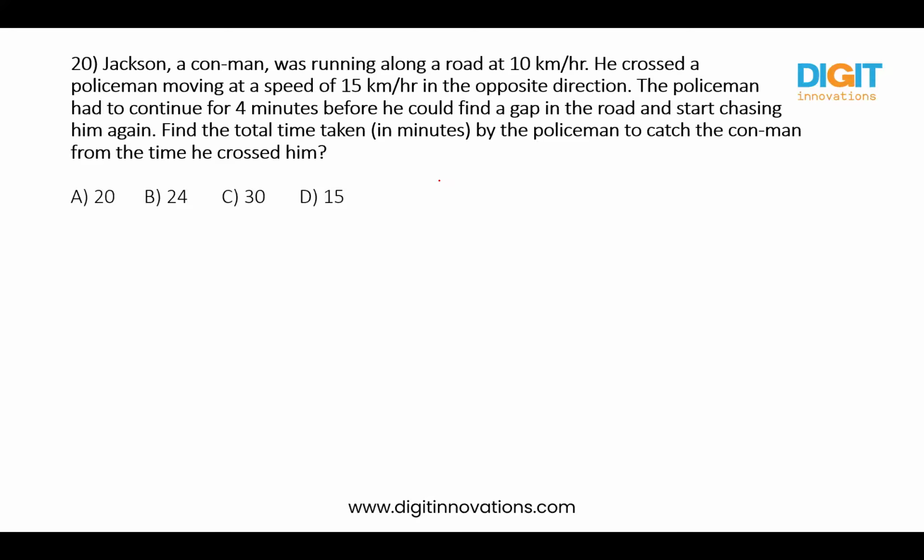So we got to know the speed of that conman is 10 kilometers per hour and the policeman is 15 kilometers per hour. So they are moving in the opposite direction.